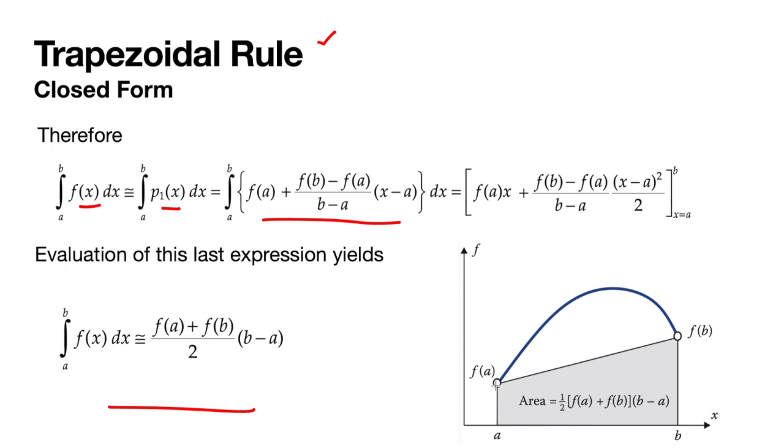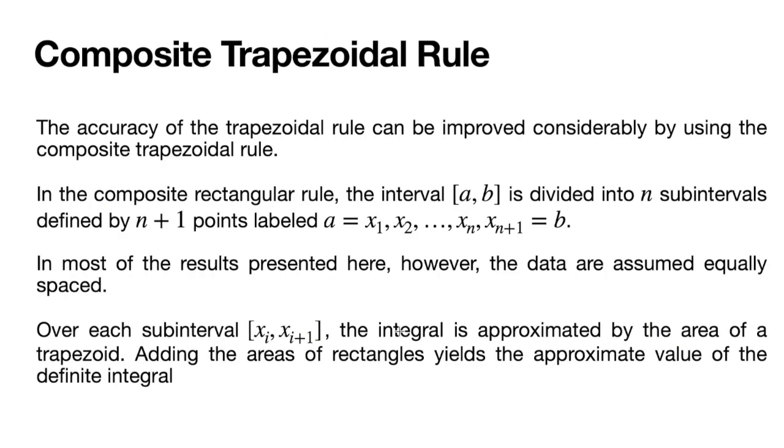So instead of finding the area of the rectangle as we did in the rectangular rule, we are basically finding the area of the trapezoid, which is given by this formula which we just calculated. Similar to what we did in the rectangular method, we can also use the composite trapezoidal rule to considerably improve the accuracy of our solution.